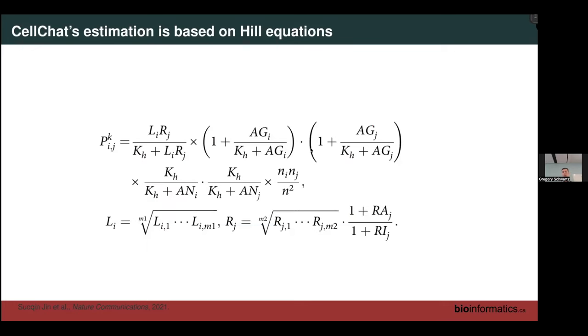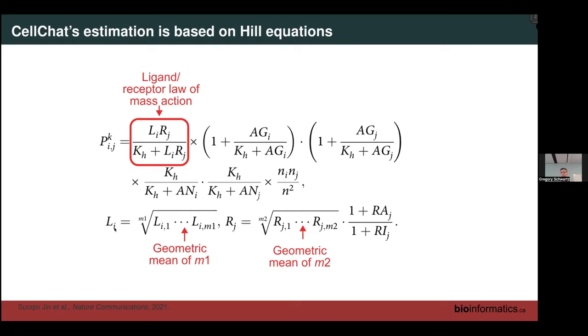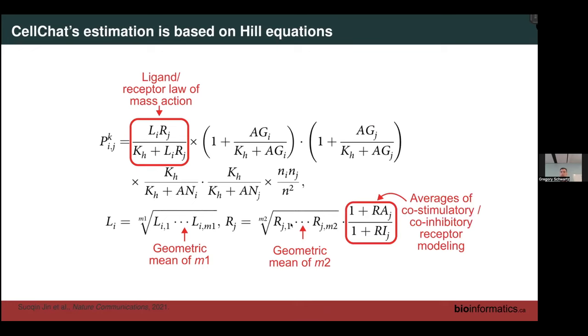They use Hill equations all over their model. So basically, the probability that a sender cell type I is talking to a receiver cell type J with ligand and receptor pairs of L and R are defined first by this Hill equation of the average ligand gene expression multiplied by the average receptor gene expression on the receiver cell type. And these are defined not just by the expression, but it's the geometric mean of M1 subunits of the ligand, just in case there are additional subunits. Same with the receptor, it's the M2 subunits. But this one is also modulated by the average of co-stimulatory and co-inhibitory receptors. Okay, so that's this component.